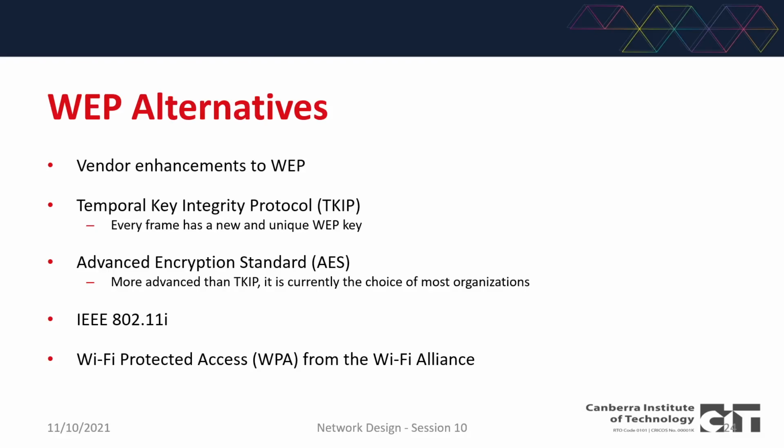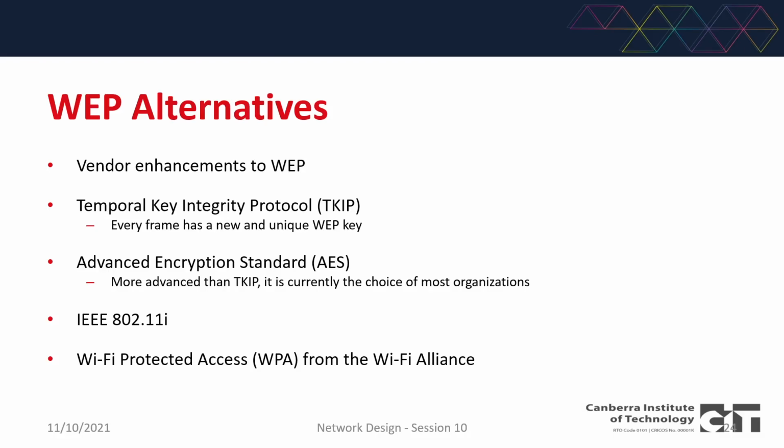WEP alternatives. So if we cannot go with WEP, what should we do then? There are some vendor enhancements to WEP. So if you're configuring a wireless access point that is too old and it doesn't have WPA2 or WPA3, it just supports WEP, you can try to see if there is a vendor enhancement to WEP, such as TKIP or AES. They actually try to make the keys unique and make the keys stronger, okay?